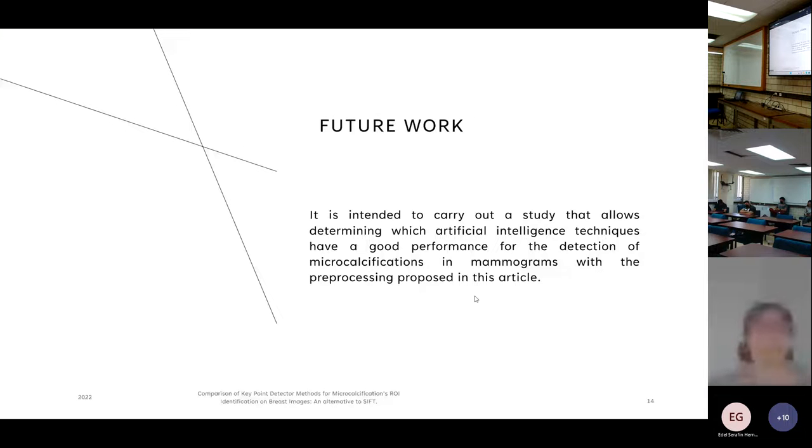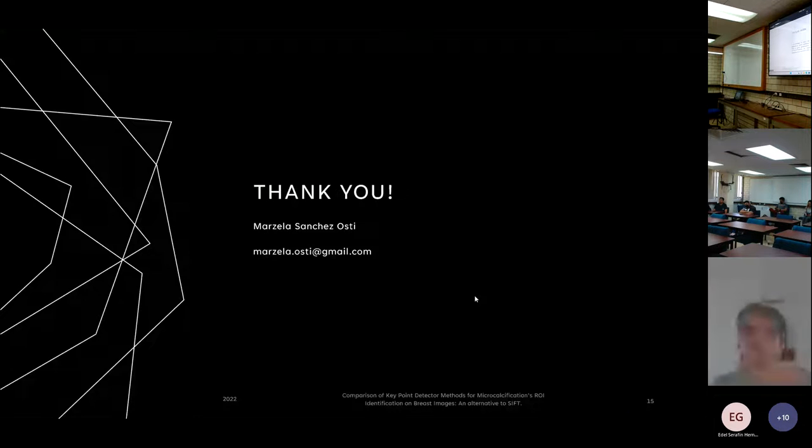It is intended to carry out a study that allows us to determine which artificial intelligence techniques have a good performance for the detection of microcalcifications in mammograms, with the processing proposed in this article. So that's it. Thank you very much for your attention. You can start with the questions now.